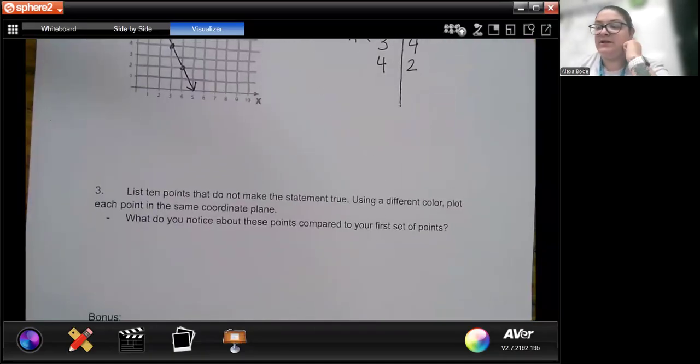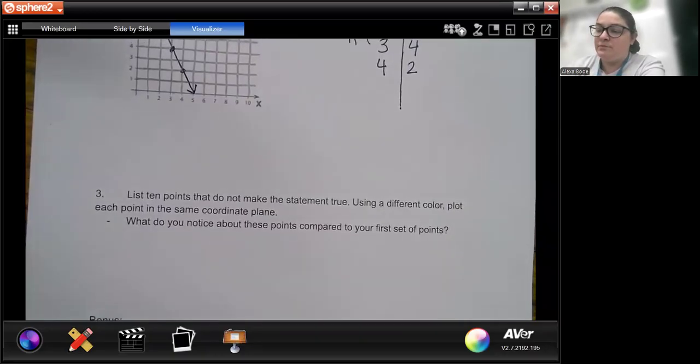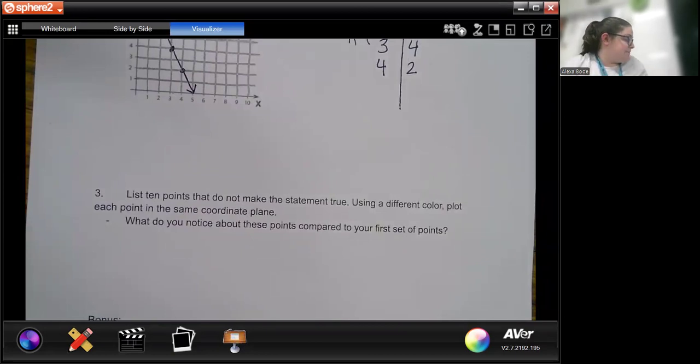And then 3 says list 10 points that do not make the statement true. It says use a different color, plot each point in the same coordinate plane. So you guys can grab some colored pencils from up front. And we are writing other points that would not make it true.